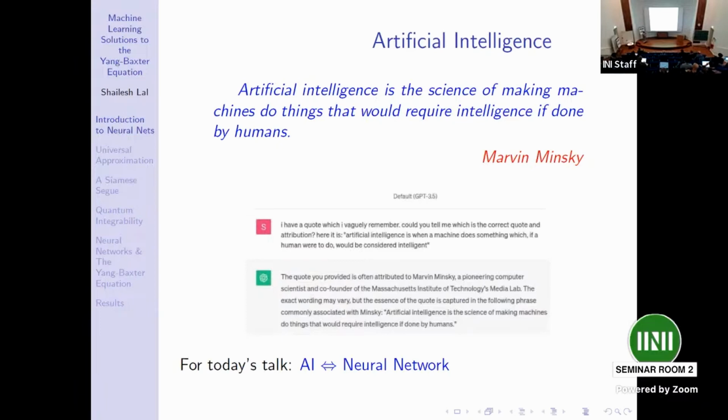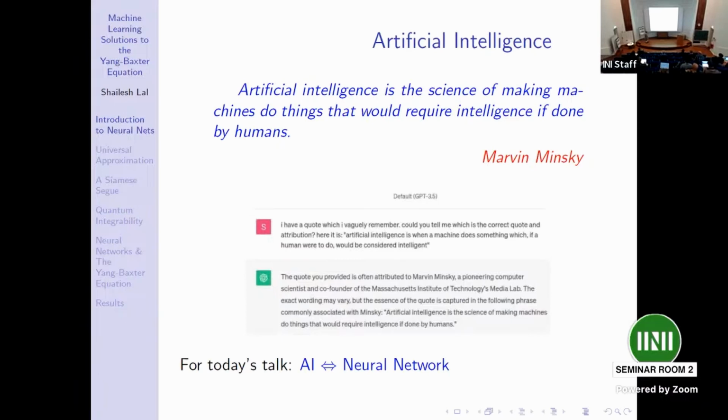So a previous version of this slide actually had this quote: "Artificial intelligence is when a machine does something which, if a human were to do, would be considered intelligent." And I was looking for the attribution, and I couldn't find it anywhere. I put it into Google; it just didn't work. So finally, I asked ChatGPT. I said, "Look, I'm looking for this quote. I have no idea where it came from, and can you just tell me where it is?" It said that the exact wording may vary, but the essence of the quote is captured in this phrase, which I've written out for you over there.